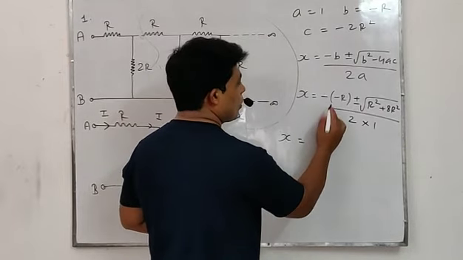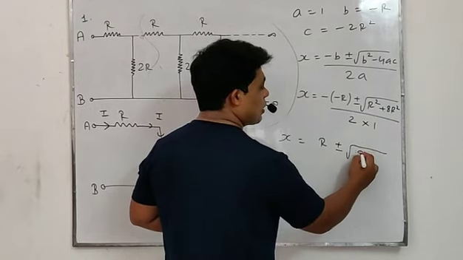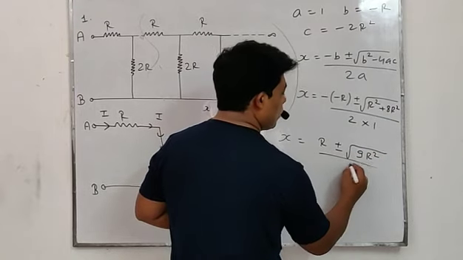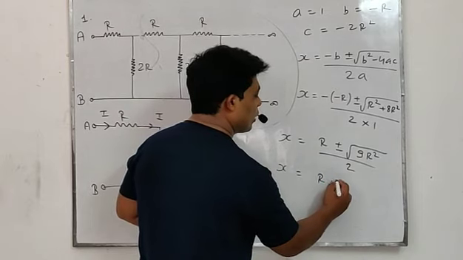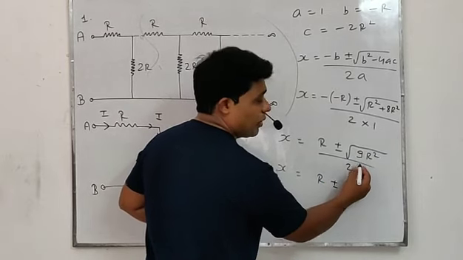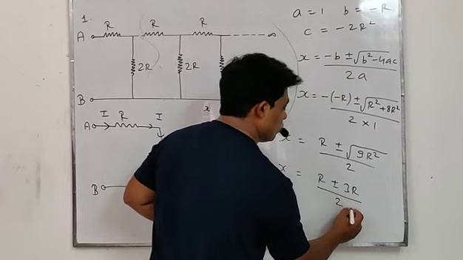X equals to minus minus plus. Plus minus root of 8r square, 9 square by 2. Okay. So finally we will get r plus minus. When you take the square root, it comes 3r by 2.